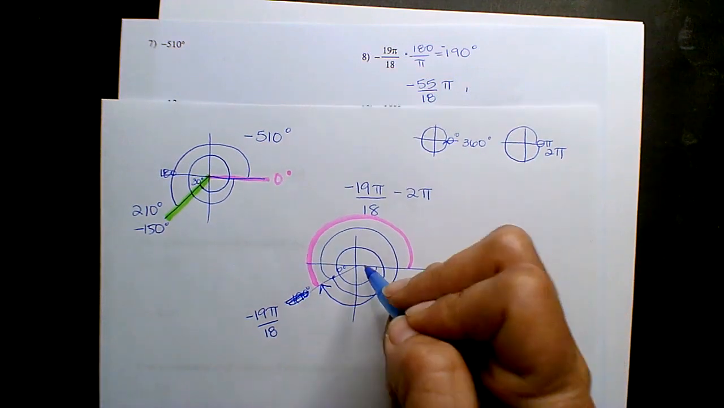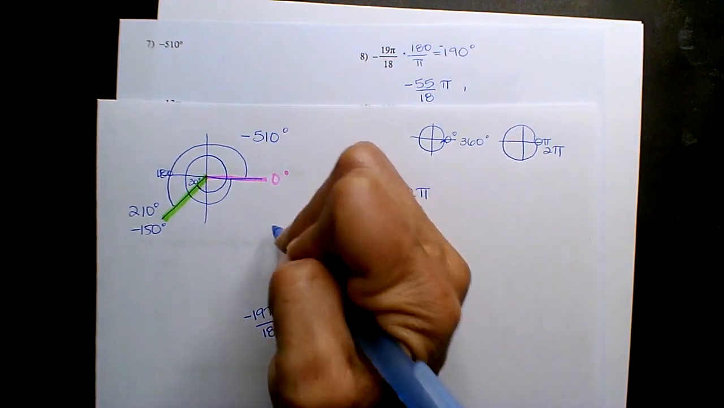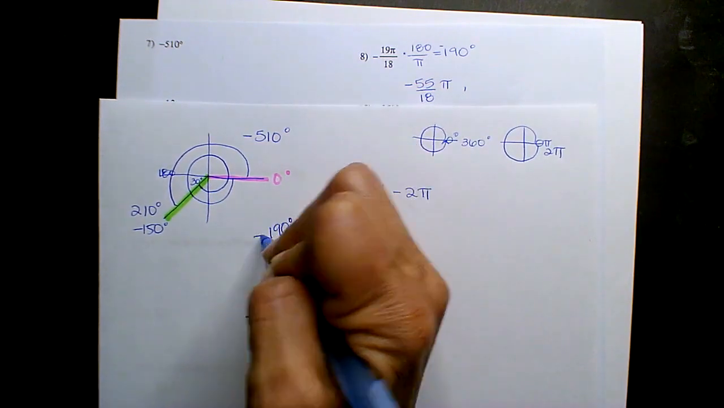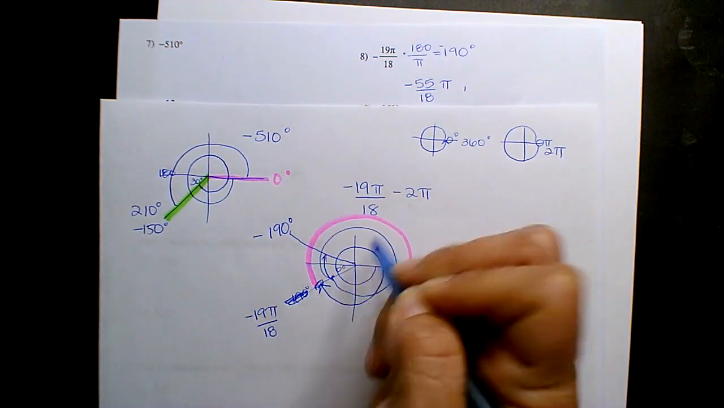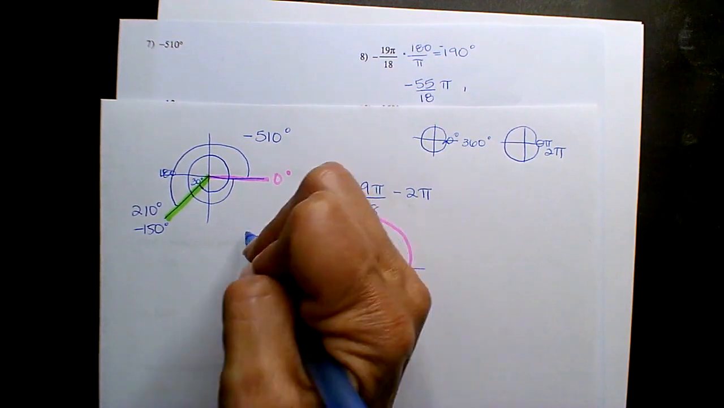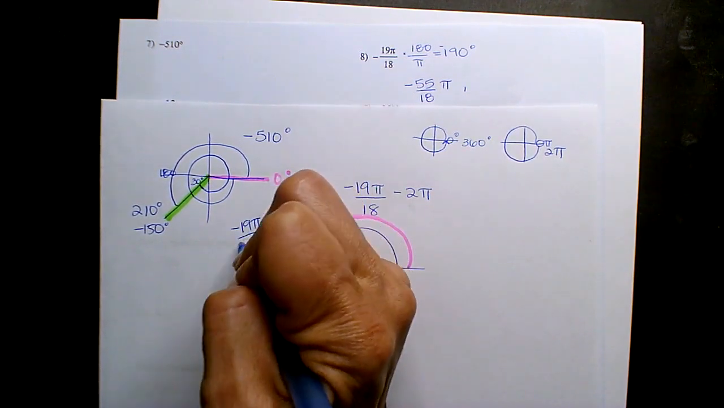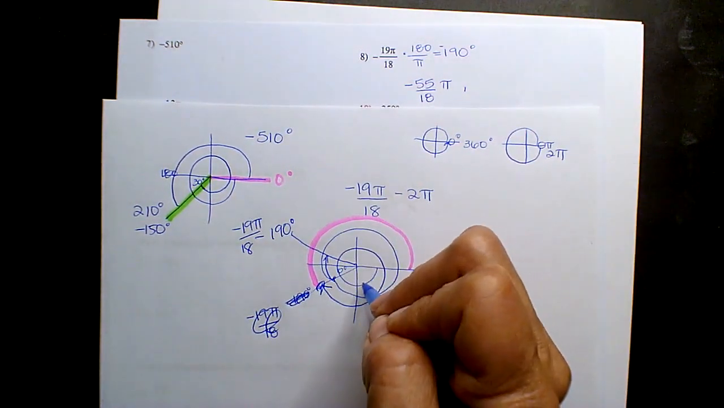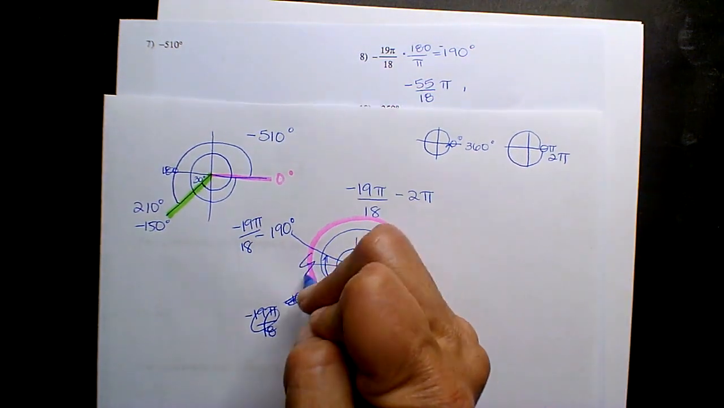Oh, you guys, it's negative 190. It's up here, my bad. It's negative 190, it's up here. I went 170. Alright, that looks ugly, but either way, it doesn't matter.